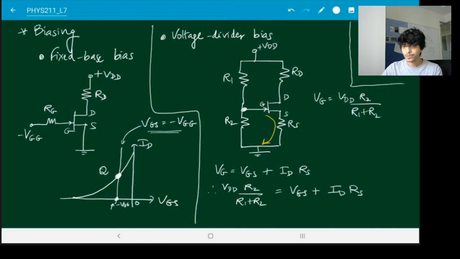So let's stop here for now. And in the next lecture, we'll do a little bit more about these JFET circuits, just a brief discussion, and then we'll move on to our next topic.